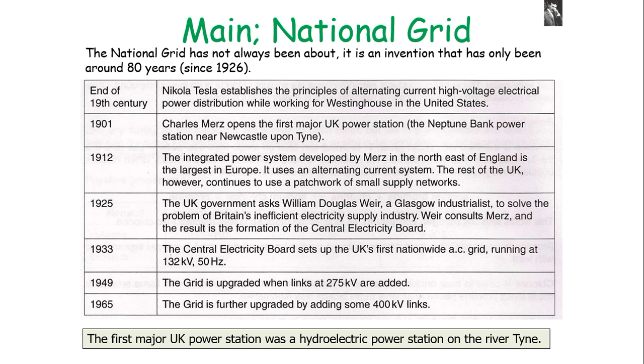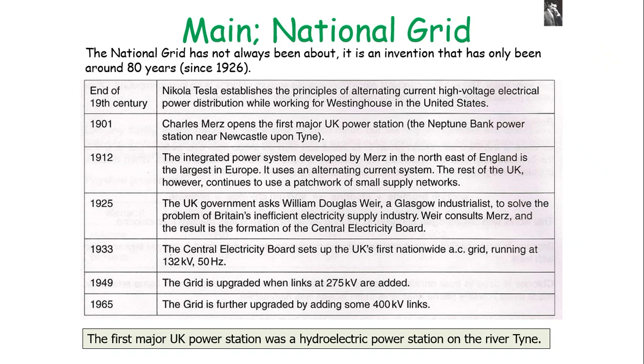Now the national grid has not always been around in the United Kingdom. It's an invention that's only been around for about 80 years, since 1926. Basically, in 1901, Charles Merz opened the first major UK power station, which was on the River Tyne, a hydroelectric power station, which is ironic considering many people thought the first types of electrical power stations were coal, oil and gas. Then the first integrated power system was developed by Merz in the northeast of England in 1912, which was the largest in Europe and used an alternating current system.